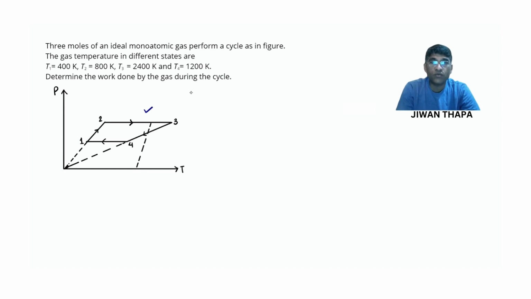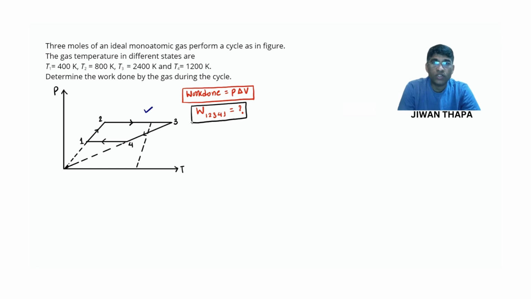So we are asked to find the work done during the cycle. We know work done equals pressure times volume. So I'm writing work done equals P times delta V. In this question, we are asked to find the work done during the cycle 1, 2, 3, 4, 1. So we are asked to find this. Clear?